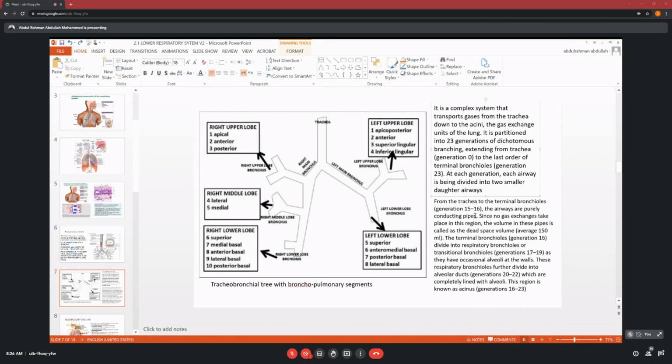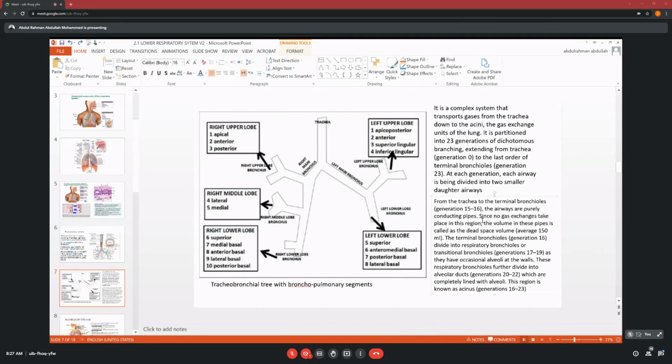So from the trachea to the terminal bronchioles, these are the conducting airway pipes. You do not have to remember these numbers, which is why I am skipping this. We discussed the bronchopulmonary segments, I think in first year: 10 segments in the right and 8 in the left. We do not have to know how many apical, anterior, superior segments, etc.